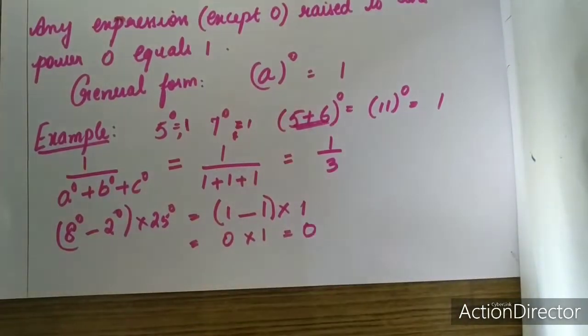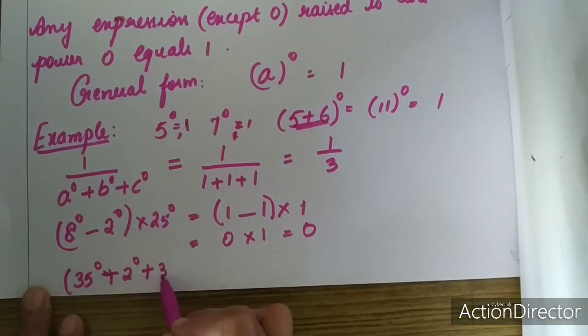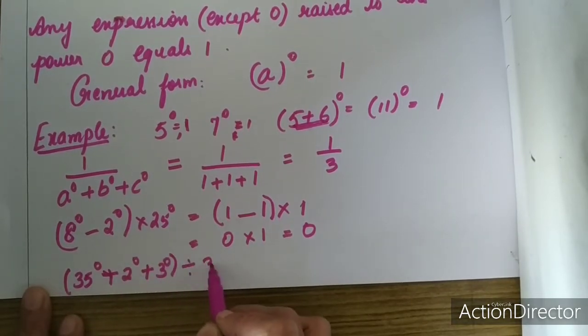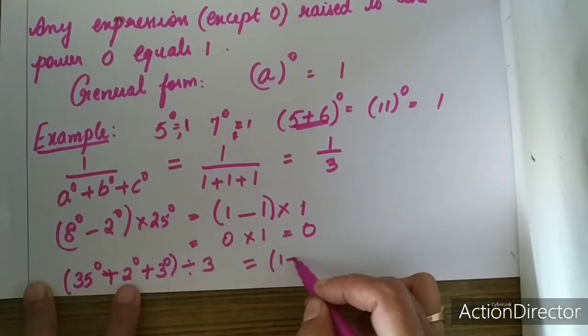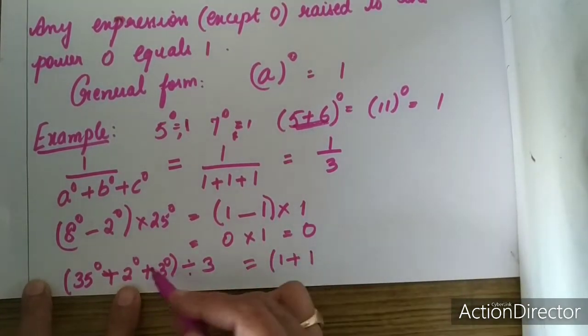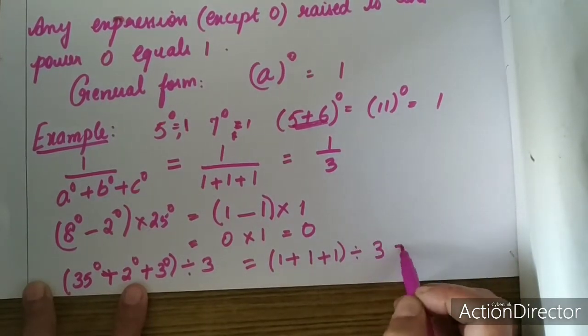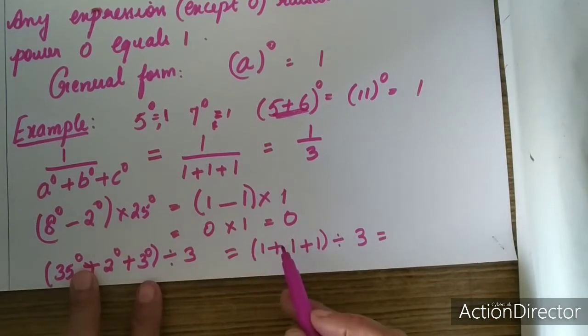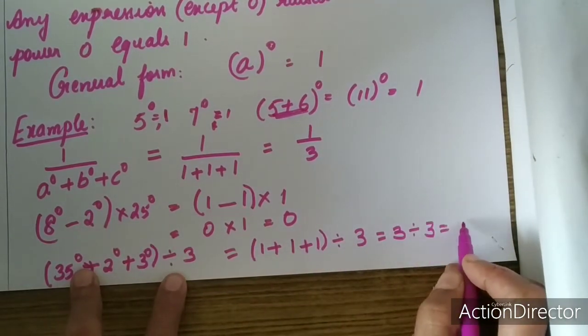Next, the last sum: 35 power 0 plus 2 power 0 plus 3 power 0, divided by 3. This can be written as 35 power 0 is 1, 2 power 0 is 1, plus 3 power 0 is 1, divided by 3. So this simplifies as 1 plus 1 plus 1 is 3. 3 divided by 3 is equal to 1.